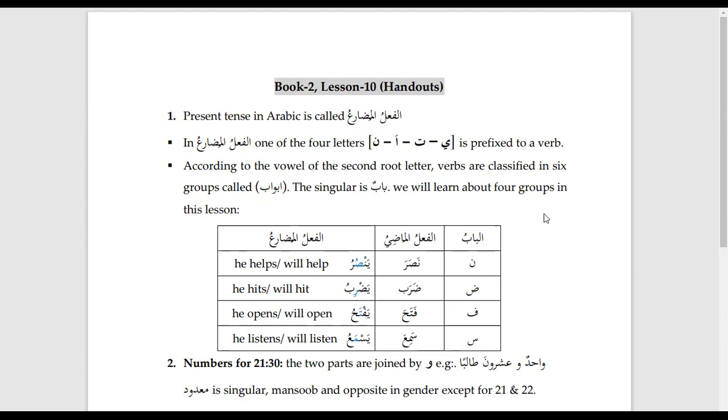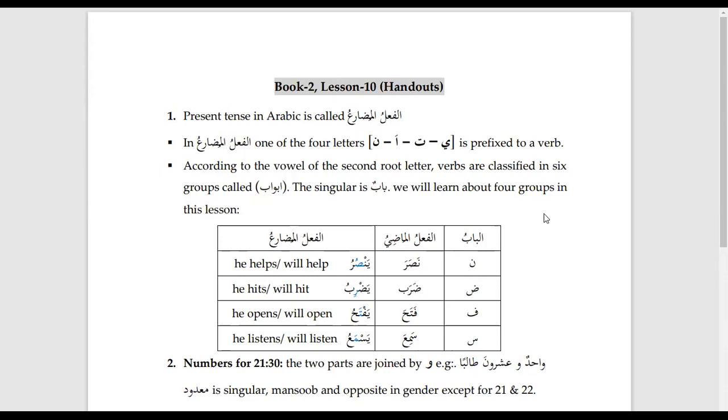Whereas for 13 to 19, the tamyiz will be mansoob al-fath. Yani it will be mansoob. For example, you want to say it and it will be mufrad as well. That's right. Okay.